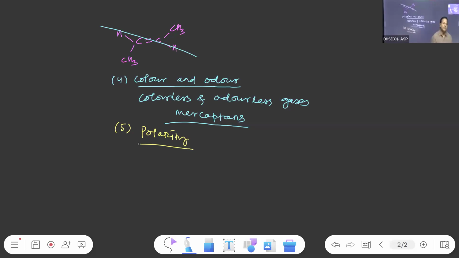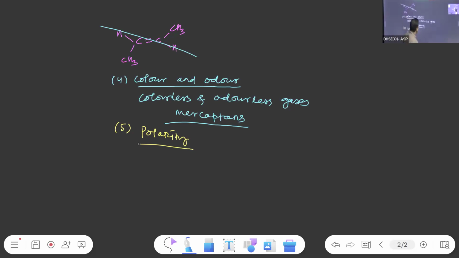These are non-polar compounds. We know the electronegativity difference between carbon and hydrogen is not much. Since the electronegativity difference between carbon and hydrogen is not much, the compounds are non-polar. And non-polar means, we know, like dissolves like. Non-polar compounds are soluble in non-polar solvents. So these are mainly the physical properties.